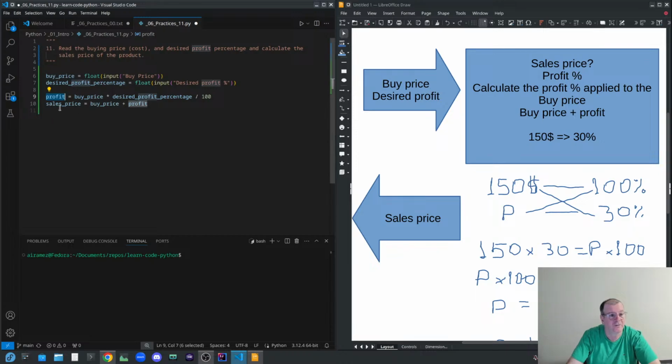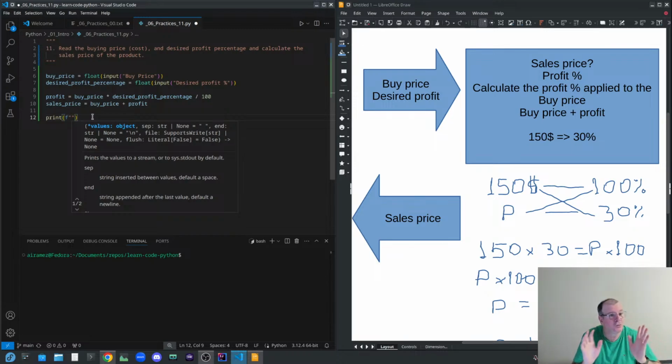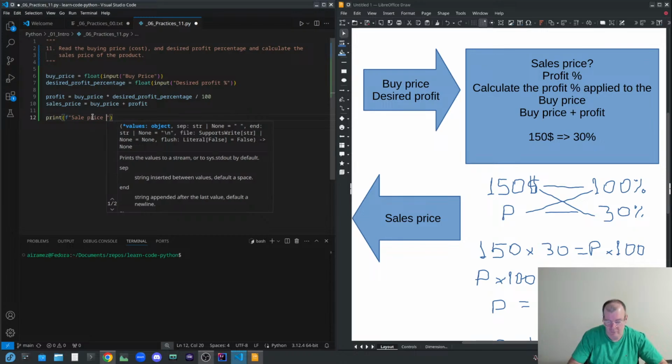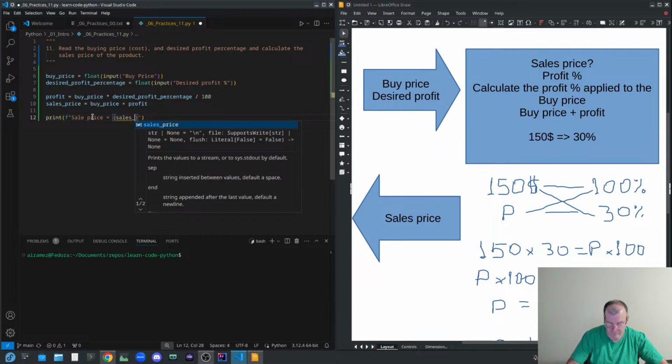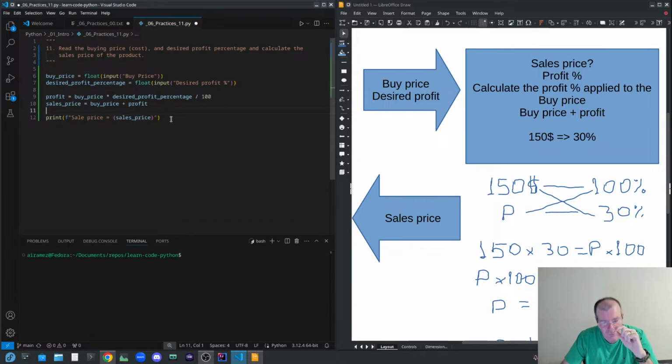And now that we have that, what we do is a print. And we know that will be a format string because I want to say, look what I can do to make it pretty. No, let's go simple. I can just say this, sale price equals to, and then the variable sales price. A good skill to have.